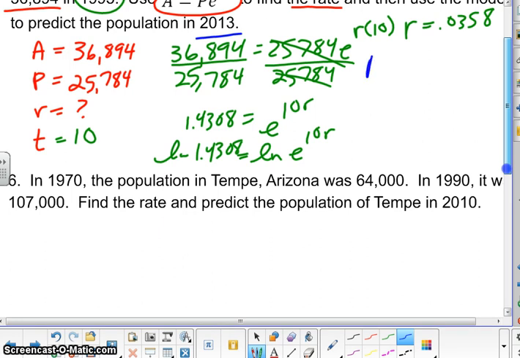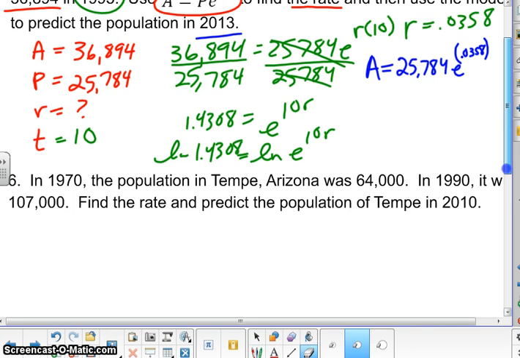So we've got A equals 25,784 E to the rate at which it's growing. We're going to assume that it's going to continue at that rate until 2013. And then how many years later? See, this was the data in 1985. How many years later is 2013? So just by a little bit of subtraction, we can come up with 28 years later. So that's what's going to go here in the formula.